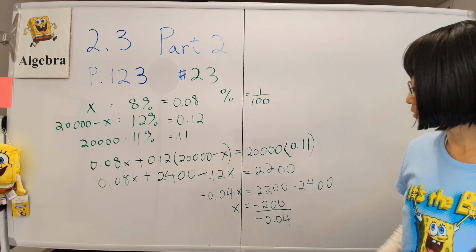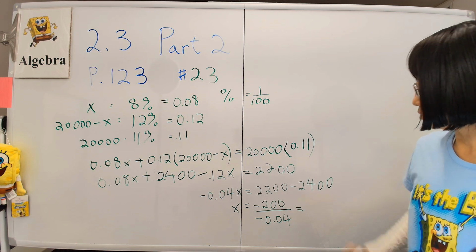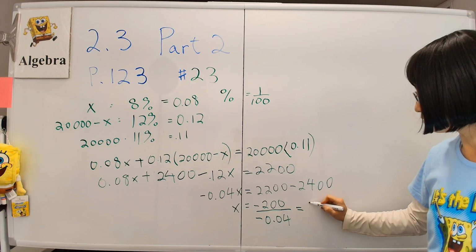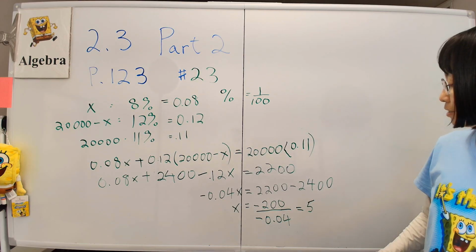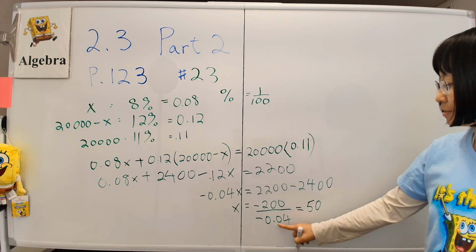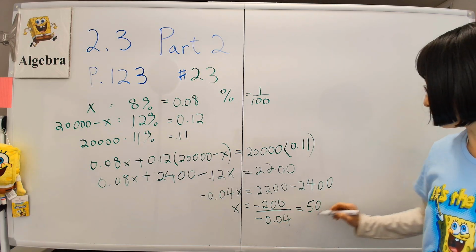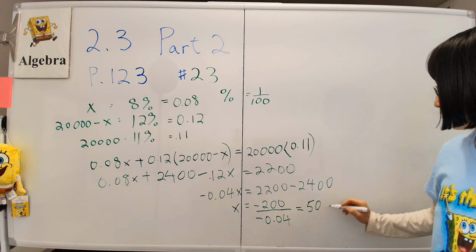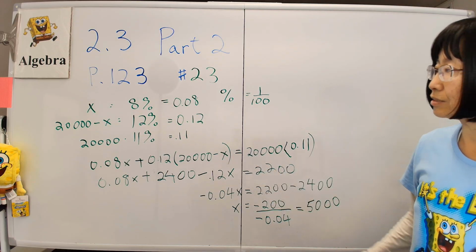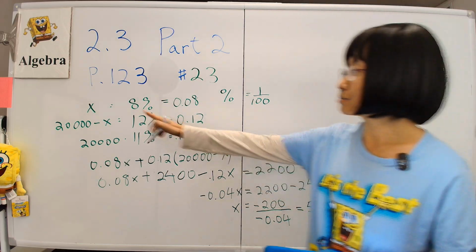And we're going to do this division. That will be equal to 200 divided by 4 will be 5. 20 divided by... 200 divided by 4 is 50. Okay, and then when you divide by a decimal point, you have to add 2 more zeros. So that should be 5,000. So then the original question is that x will be 5,000.